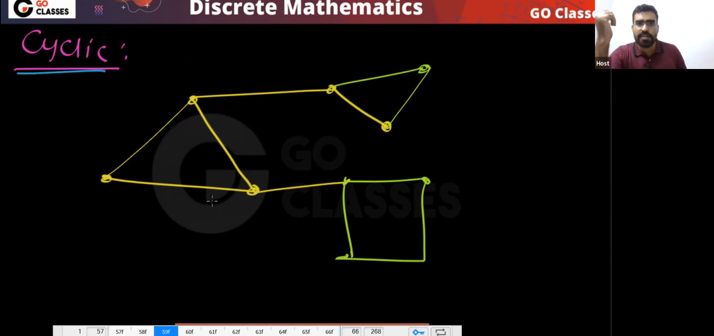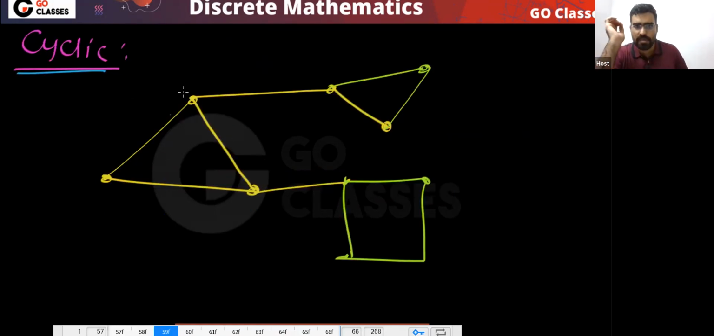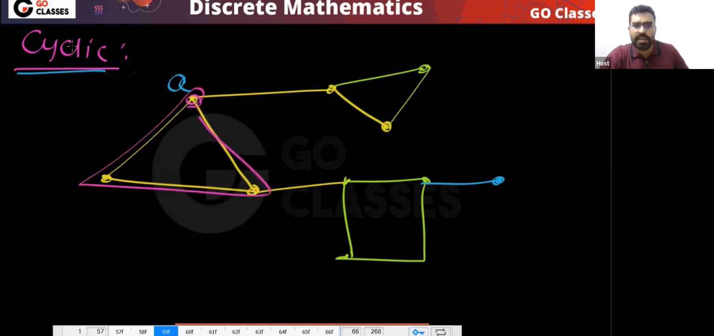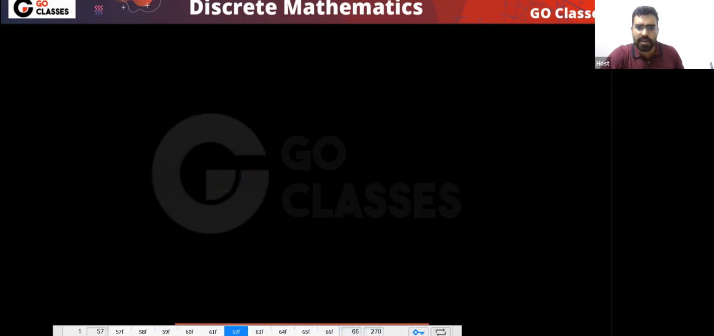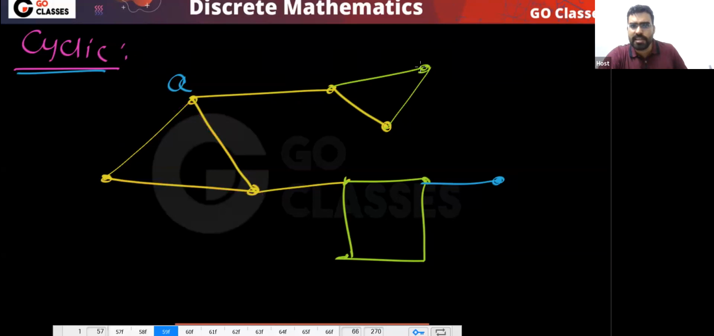So can I say there is at least one vertex where you can start and you can come back without repeating edges? Tell me, in this graph, is there at least one such vertex? For example, consider this vertex. If I start at this vertex, I can come back without repeating edges. When is it possible? It is only possible when you have a cycle. For example, I can start here, I can come back. Can I start here and come back without repeating edges? No. So that is the idea.